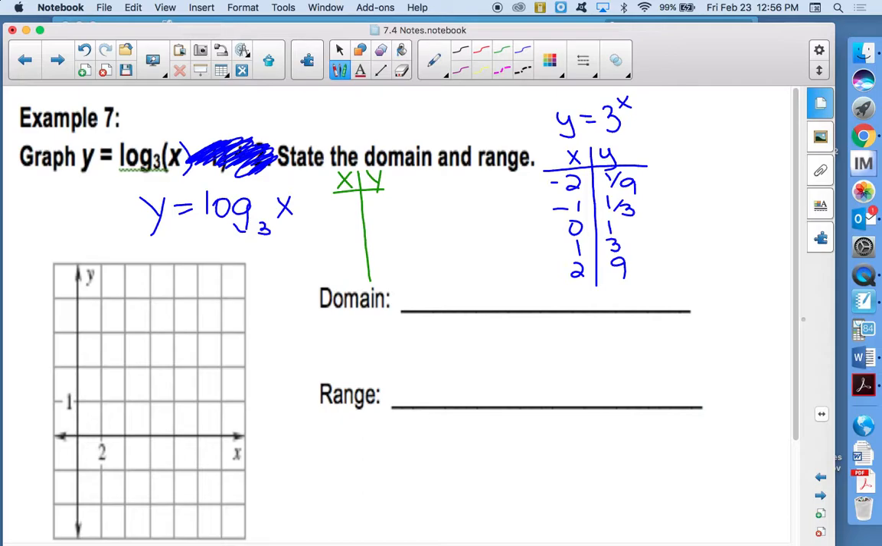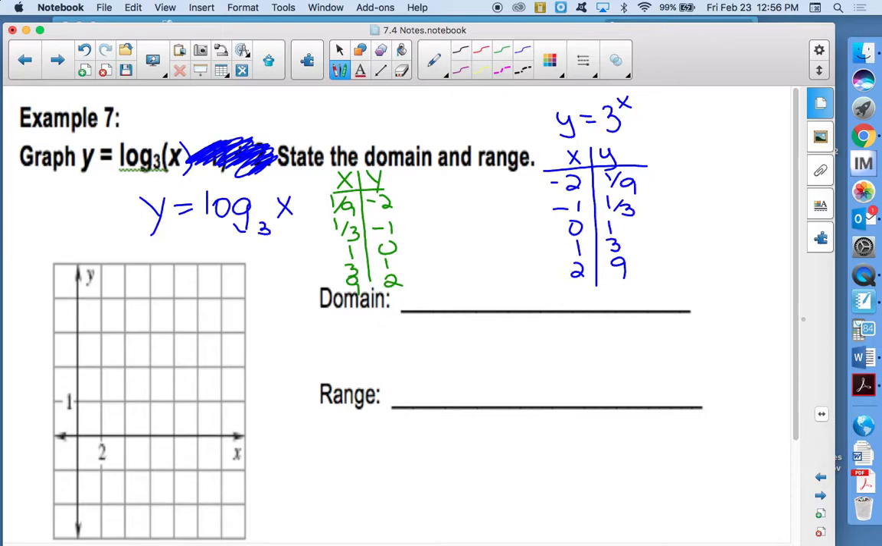Flipping them. So to graph a log, you need the exponent in order to graph the log. So taking the same numbers, just switching. So 1/9, 1/3, 1, 3, 9, and then -2, -1, 0, 1, 2. Dave?